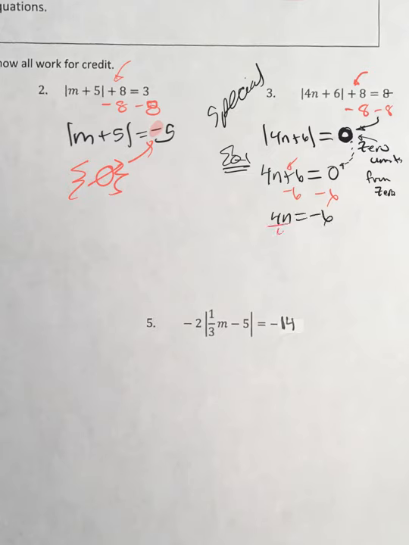Divide both sides by 4, and you get n equals -6/4. Right, we can reduce by 2, so we should always reduce our fractions down. Divide by 2, that gives you -3/2. So our answer is -3/2, and if you want, you can put that in set notation.